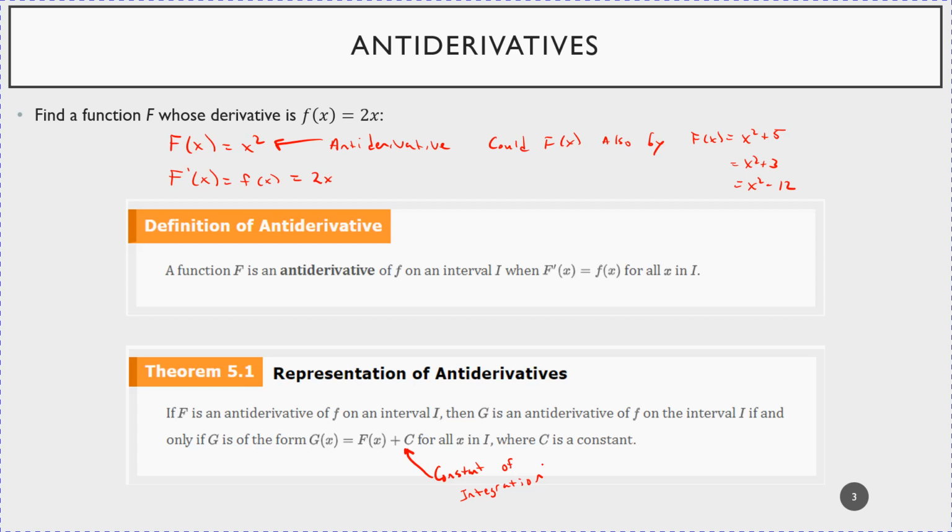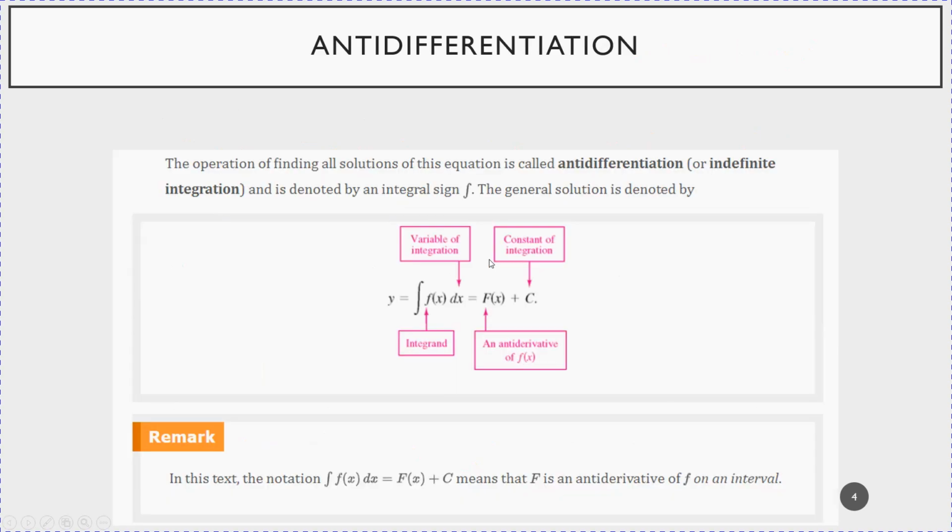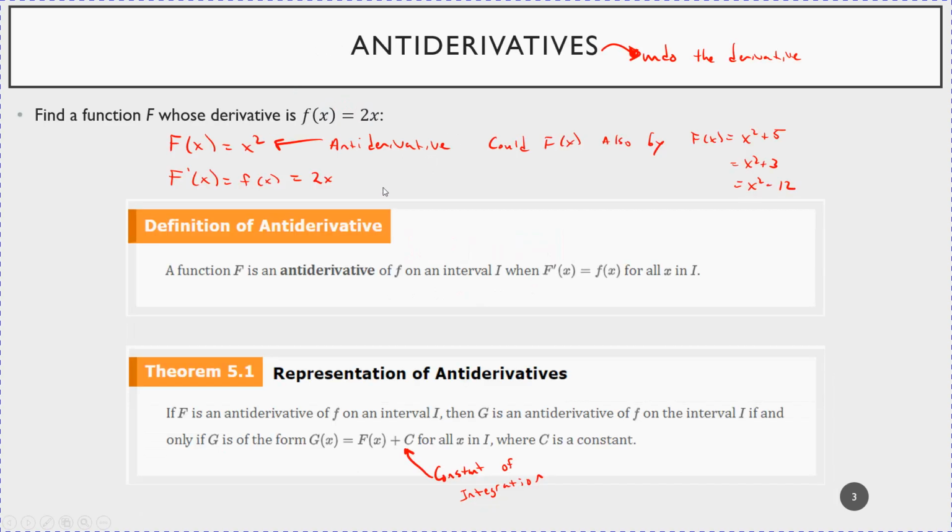So, bringing it all together, think of antiderivatives as undoing the derivative. You're going to be like, well, this is the derivative, so what was the original function? The way we do this is we set it up by solving a differential equation: dy/dx is equal to lowercase f of x. You can see here that the derivative is lowercase f of x.